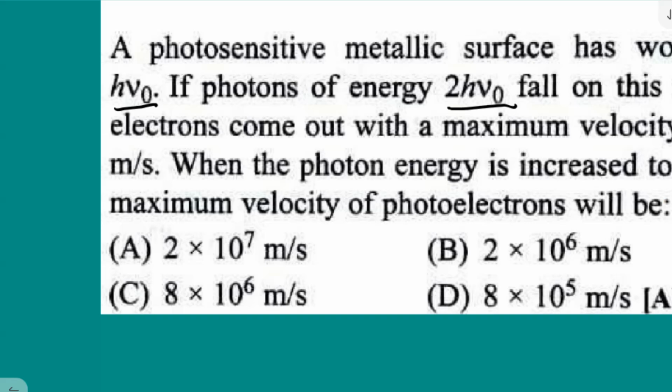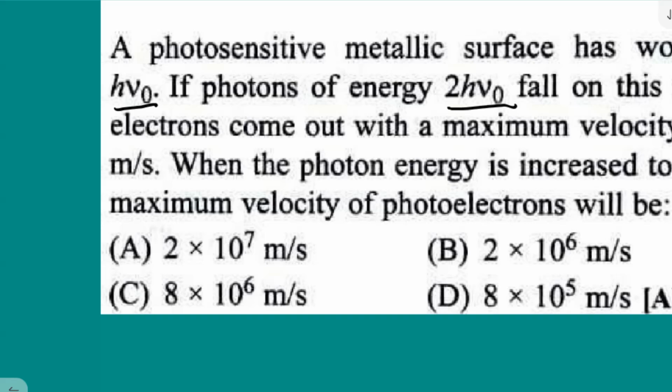Known to us. Now for the second case, we can write half mv2 square is equal to 5 h nu naught minus h nu naught. Now if we divide both of these equations, what we will get? We will get v1 square divided by v2 square is equal to 1 by 4, and from this we will get that v2 is equal to twice of v1.